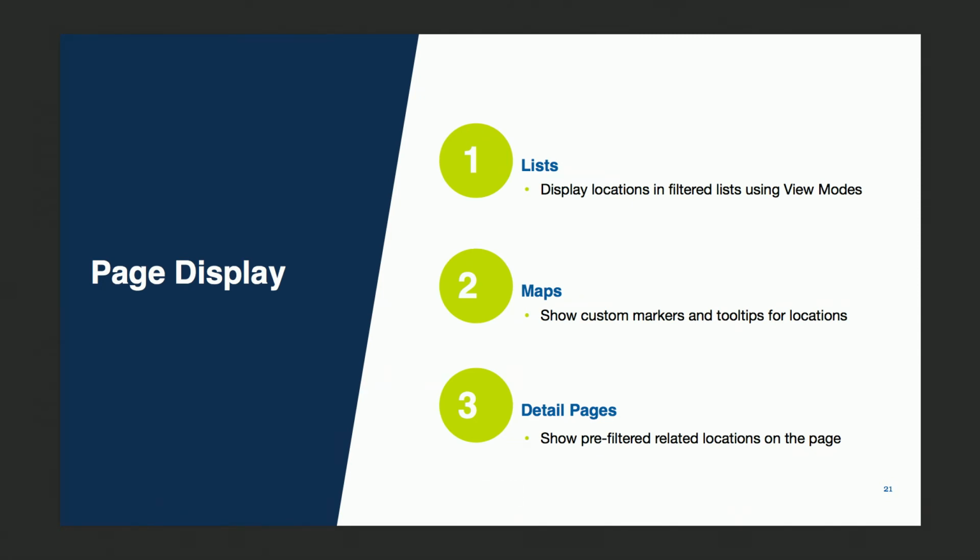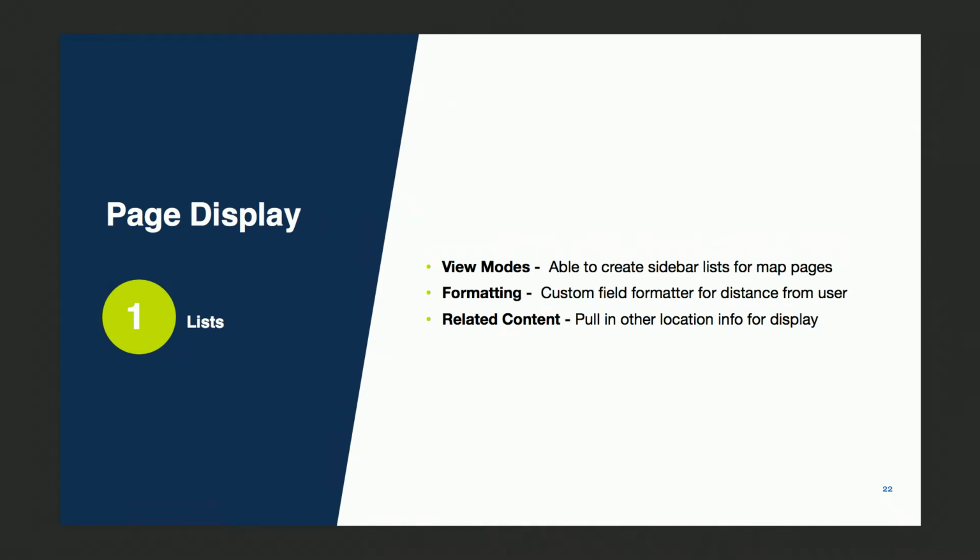Okay, so now we're on to display. Like I mentioned before, we had a need for lists, maps, and detail pages, so we're going to go through those. This is displaying the location data in different ways. For lists, we use view modes. So we were able to create sidebar lists for map pages and format and theme those chunks easily.